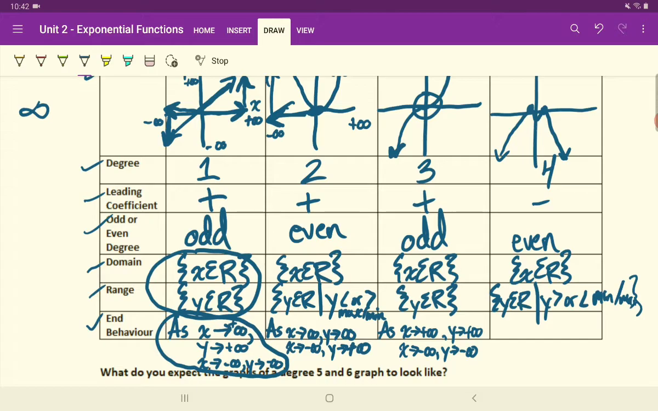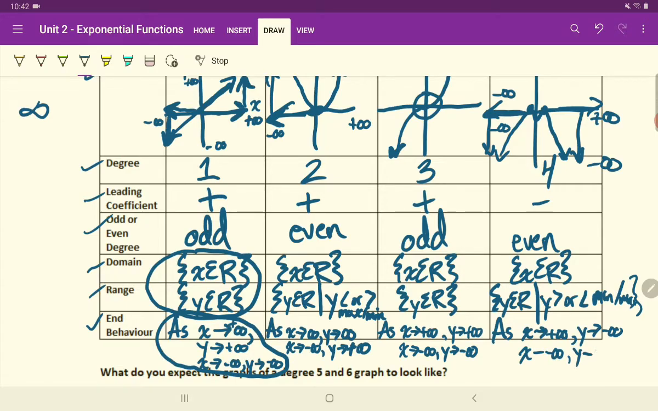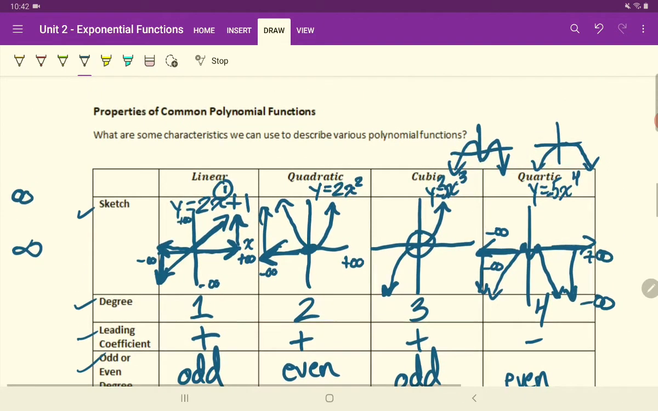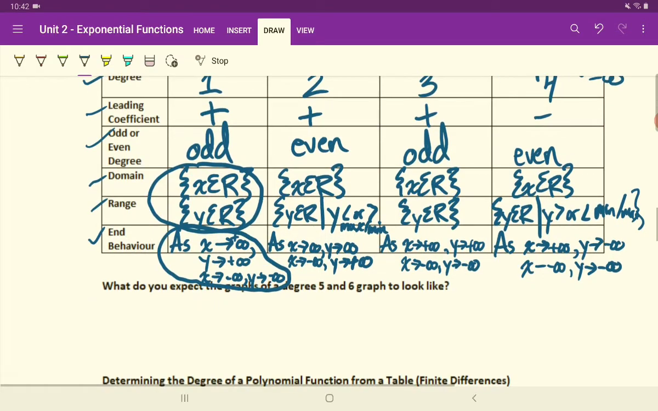In the case that I drew, as x approaches positive infinity, y is approaching negative infinity for this particular example. So as x approaches positive infinity, y approaches negative infinity, and as x approaches negative infinity, y also approaches negative infinity. Okay, so they match up. So there's just some properties of linear, quadratic, cubic, and quartic functions.